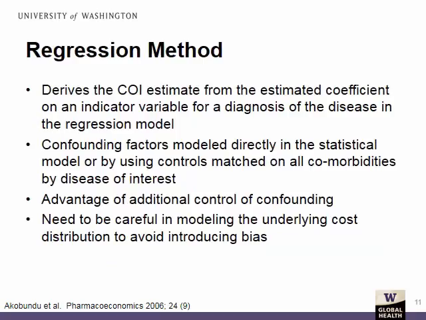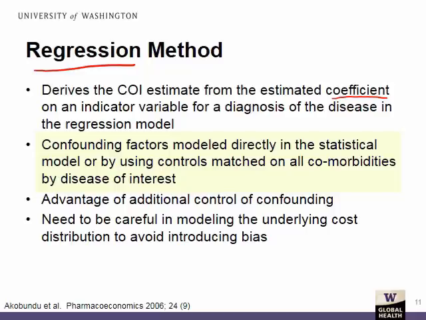The next method of doing cost of illness studies is to use regression analysis. If you use regression analysis, the estimate of cost of illness comes from the coefficient of an indicator variable for the diagnosis of the disease of interest, once you build the regression model. So the coefficient is what gives an estimate of the cost of illness. And regression adjusts for confounding factors.